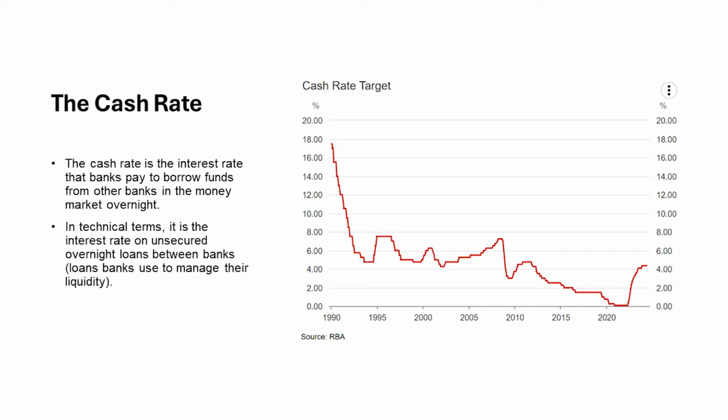Now, a lot of people don't know what the cash rate actually is, so let's get its definition out for everyone to know. The cash rate is the interest rate that banks borrow funds from other banks in the money market overnight. So basically it's the overnight borrowing rate for banks. That obviously influences the home loan rates and the fixed loan rates for everyone, and also business and commercial lending. So it has a large effect on what we're talking about today.